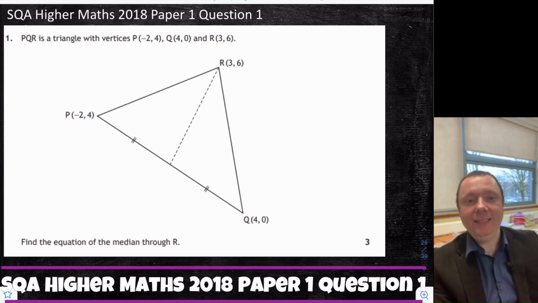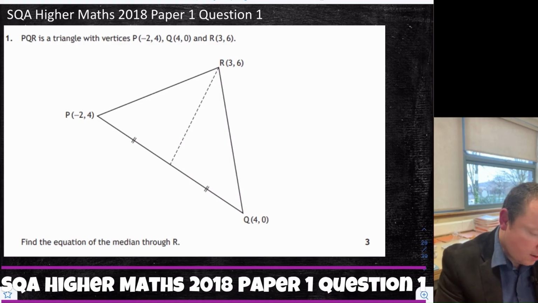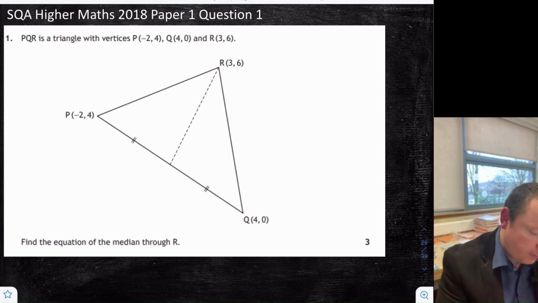SQA Higher Maths 2018, Paper 1, Question 1. PQR is a triangle with vertices P (minus 2, 4), Q (4, 0), and R (3, 6). Find the equation of the median through R. A median cuts the opposite line in half. It even shows you that, so let's call that M.